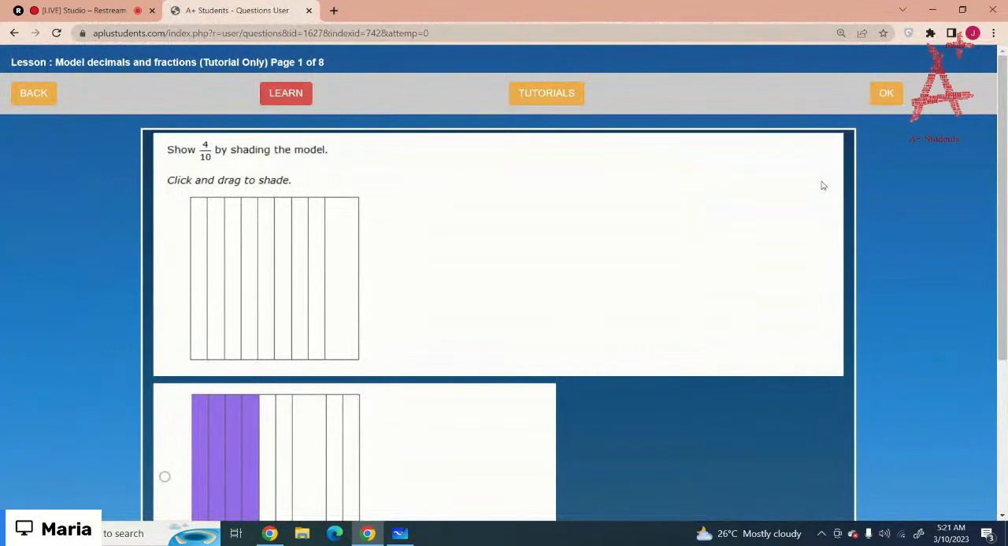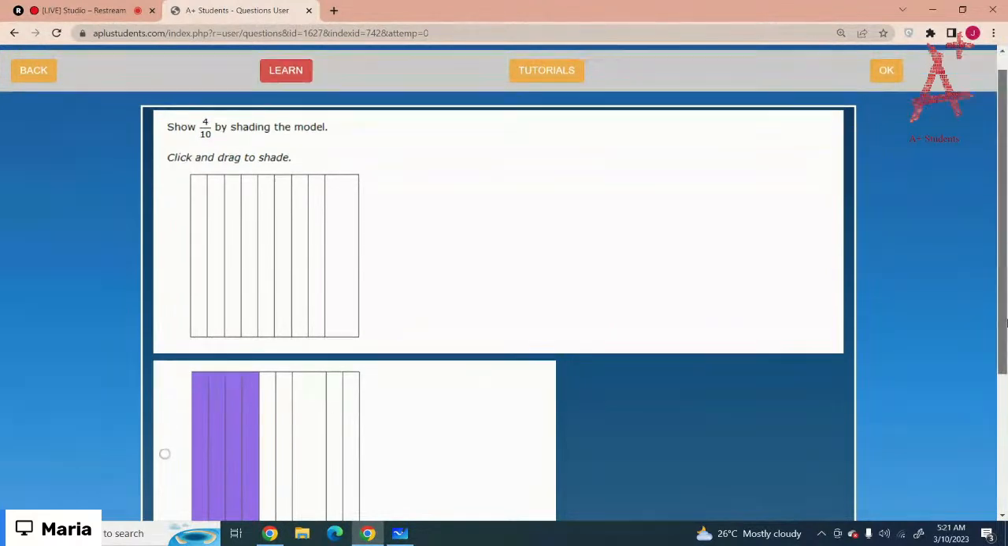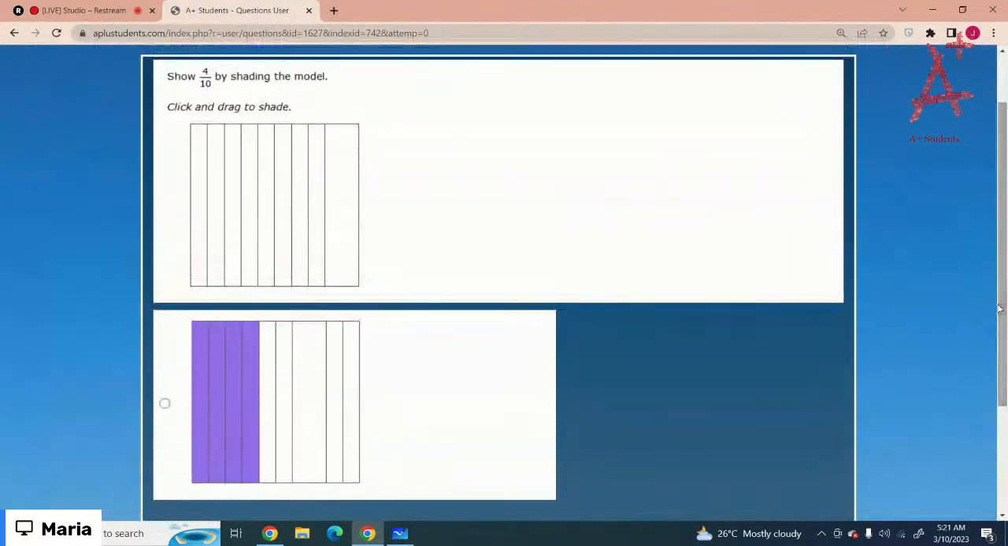Okay. Let's just start with the first question. Show 4 by 10 by shading the model. So which model represents 4 by 10? Which is the correct option? You are just given the one.